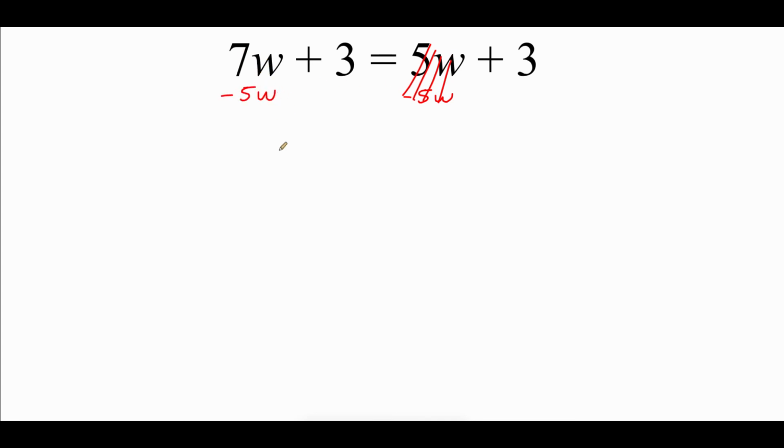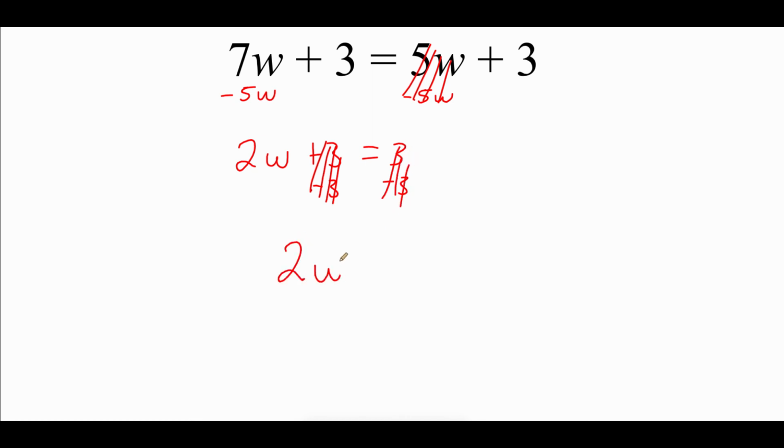So 7w minus 5w is 2w. We still have the plus 3, and this is equal to 3. Now I'm going to subtract this 3 from the left-hand side, so minus 3 here and minus 3 on the right-hand side. Now on the left-hand side, that positive 3 and that negative 3 cancel out. On the right-hand side, 3 minus 3 is also going to cancel out.